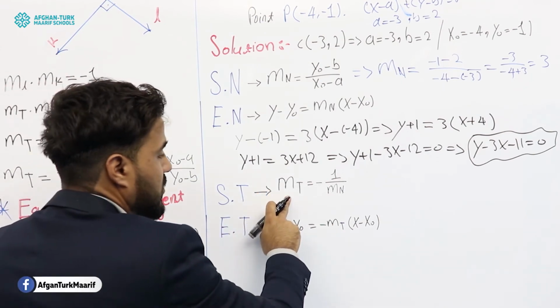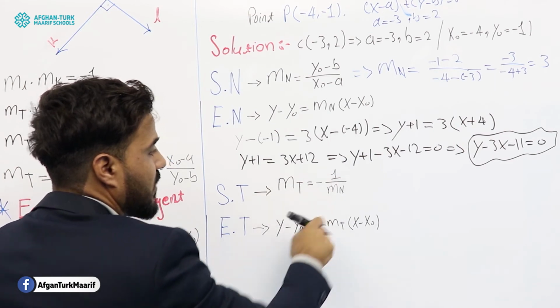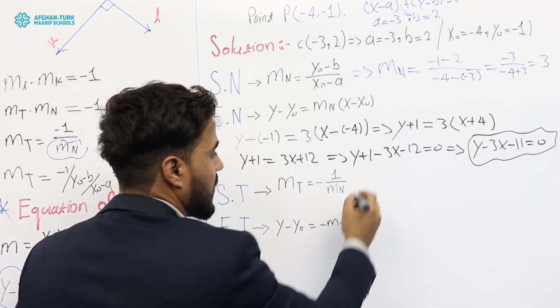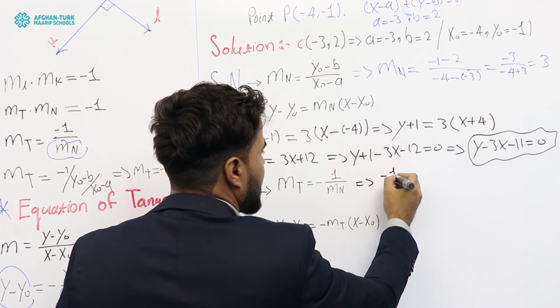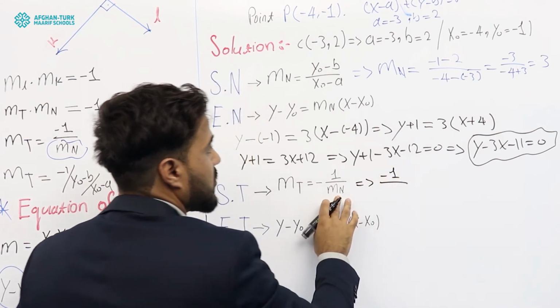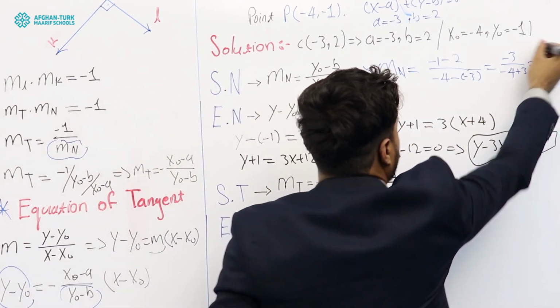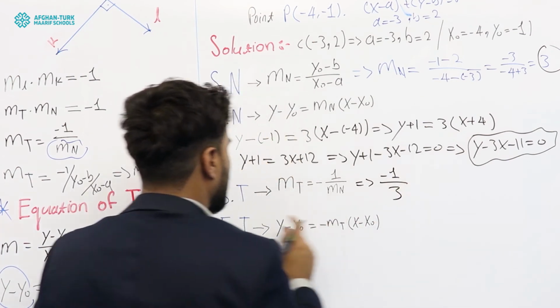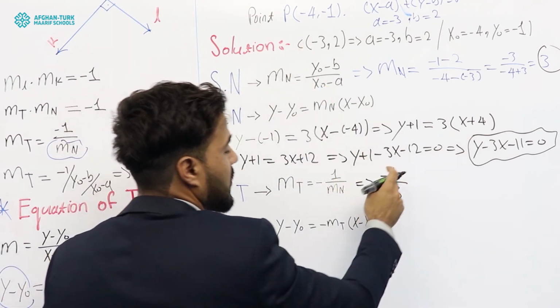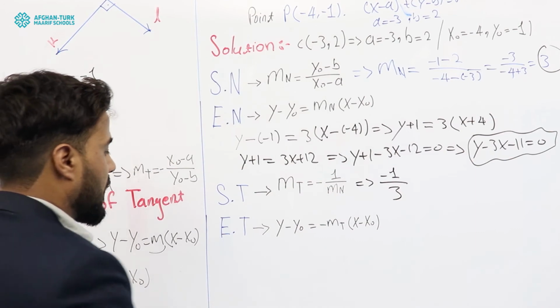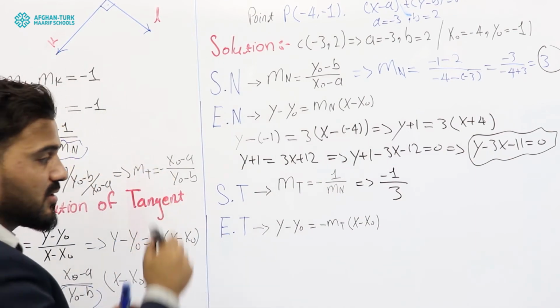We know that slope of tangent is equal to minus 1 over slope of normal. So we can write minus 1 divided by slope of normal. Slope of normal is equal to 3, so we can write 3 in here. It means that the slope of tangent of that circle is equal to minus 1 over 3. So let's find the equation of tangent of that circle.